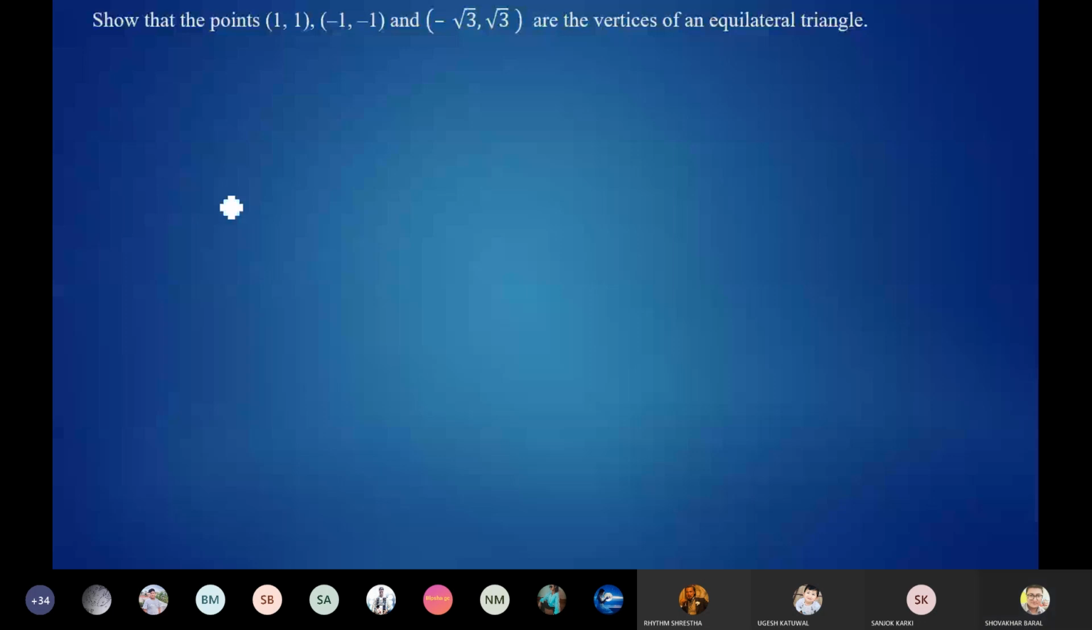Solution. Let me suppose this is any random triangle. Since they are the 3 points, let us suppose at first it is any random triangle, and we are going to prove it is an equilateral triangle. We don't know whether it is equilateral at first. So let's suppose it is any random triangle like A (1, 1), B (-1, -1), and C (-√3, √3). These are the 3 different points here.